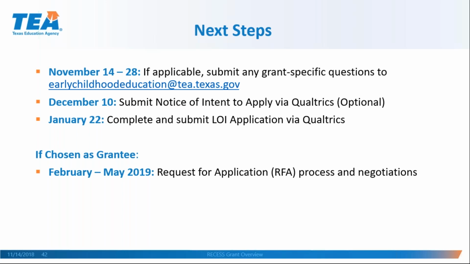Please submit your completed letter of interest application and letters of commitment to TEA via Qualtrics by 5 p.m. Central Time on January 22nd, 2019. Applicants may apply for one or more of the initiatives. TEA will utilize peer reviewers to score applications. Finalists will be notified by TEA to complete the RFA. During this process, finalists will submit a detailed budget, which will be reviewed by and negotiated with TEA. More information on this process will be given to finalists.